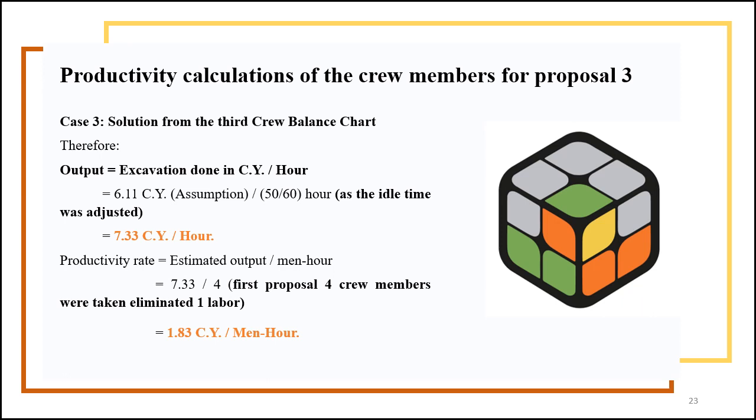And lastly, the productivity calculations of the crew members for proposal 3. In this case, our resources were 2 laborers, 1 foreman, and 1 equipment operator. And our output rate was 7.33 cubic yards per hour, and the productivity rate of this scenario was 1.83 cubic yards per man hour.